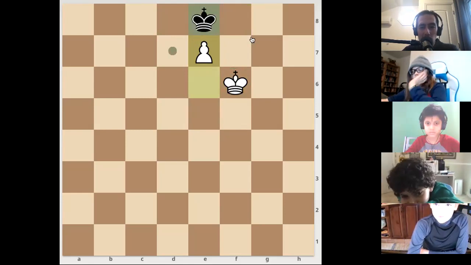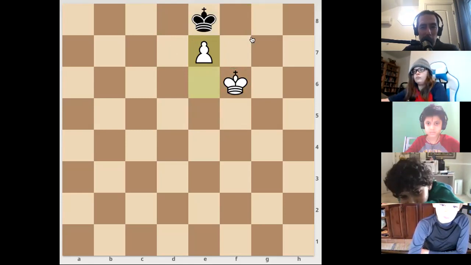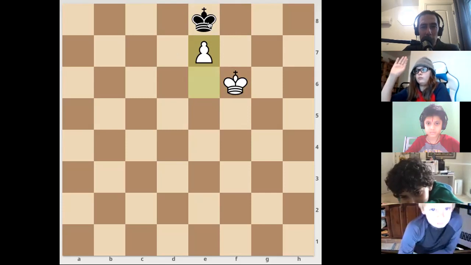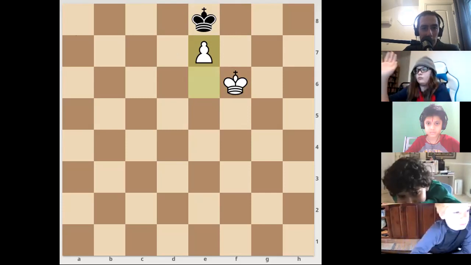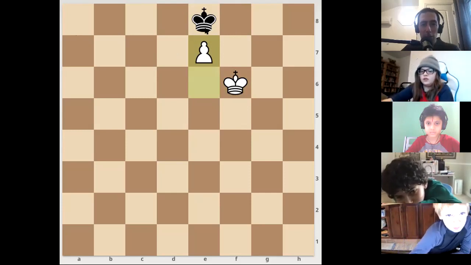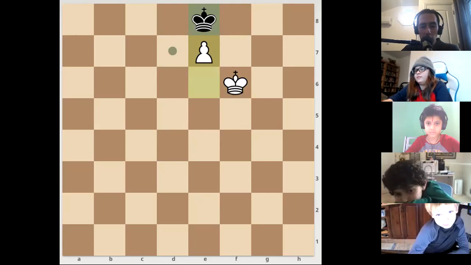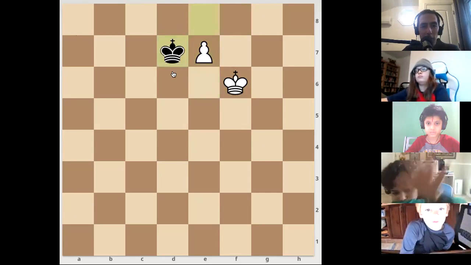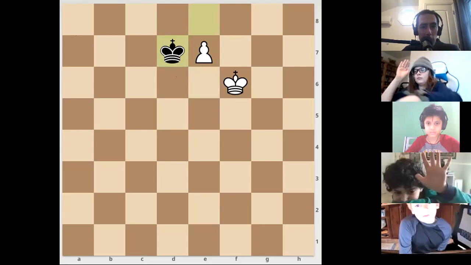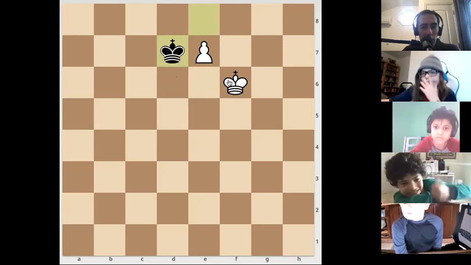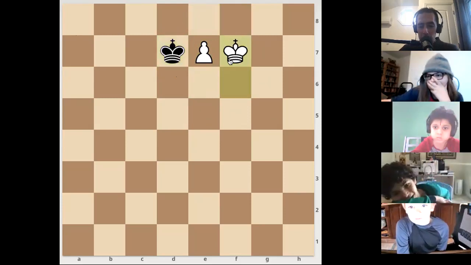By the way, what is this position called? There's a name for this position where black has no good moves, and any move he makes will lead to a loss. What is that called? Zugzwang. Very good. So now black would be forced to go king d7. And now how do we win? King f7. Very good.